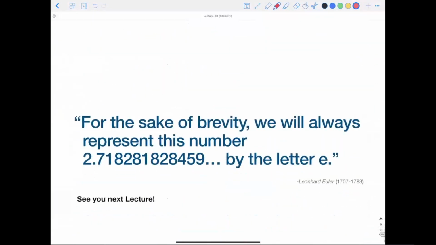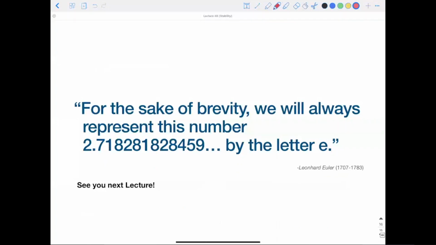So if that's good for questions, the second quote of today, for the second half of the lecture, is a quote by Leonard Euler, famous mathematician, probably one of the fathers of mathematics. For the sake of brevity, we will always represent this number 2.71828128459 by the letter E.